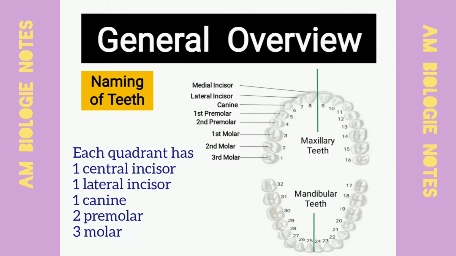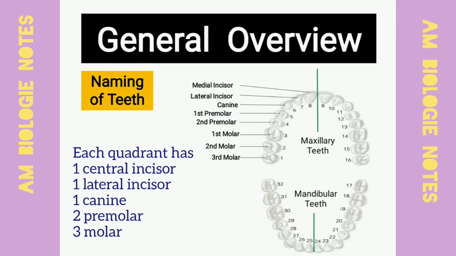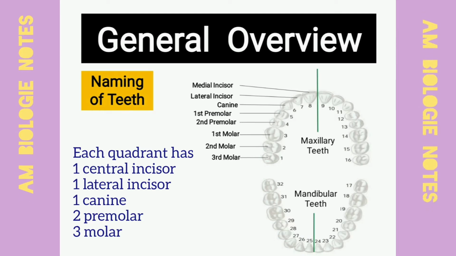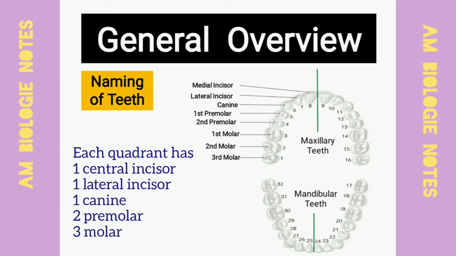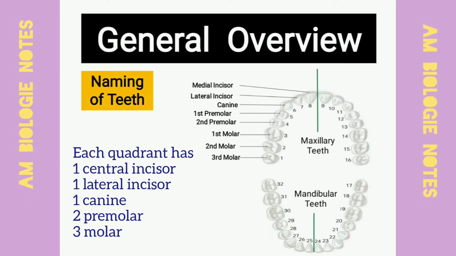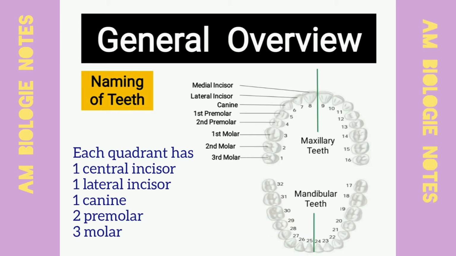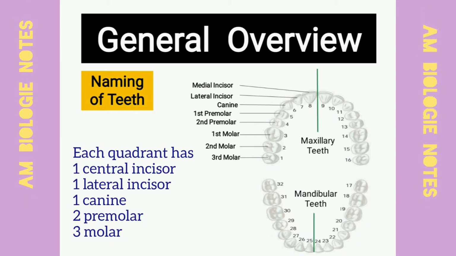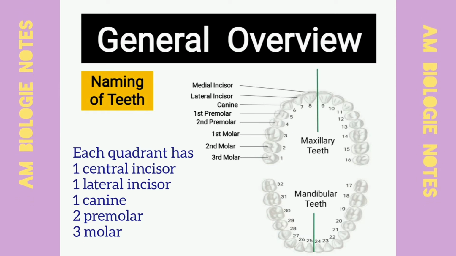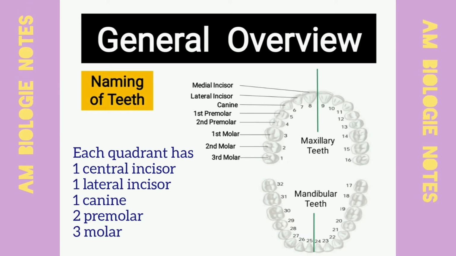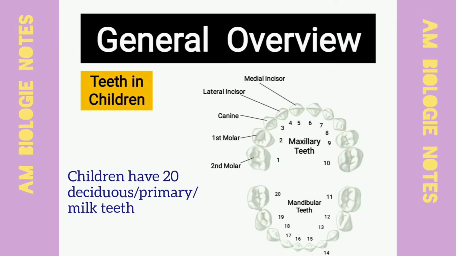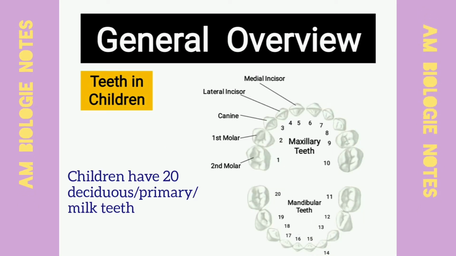So, the 8 teeth of each quadrant include one medial or central incisor, one lateral incisor, one canine, two premolar teeth, and three molar teeth. This arrangement is equal in all quadrants. But the arrangement is different in children.